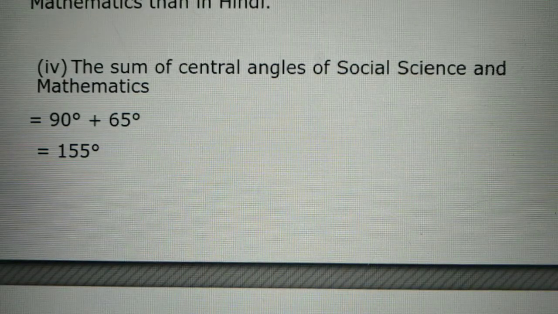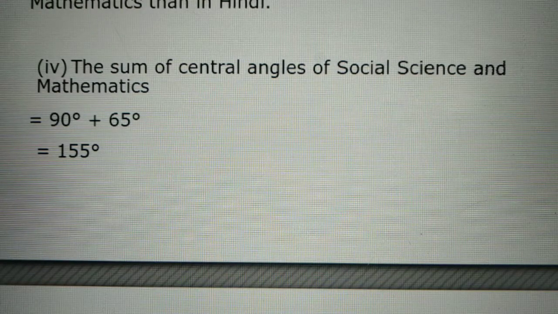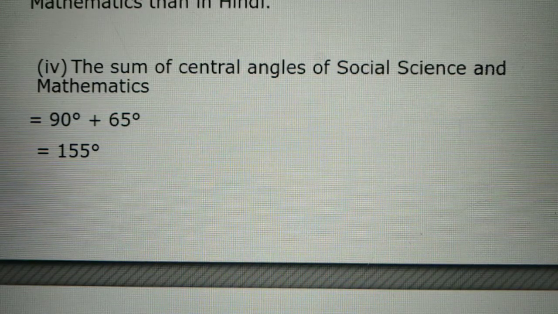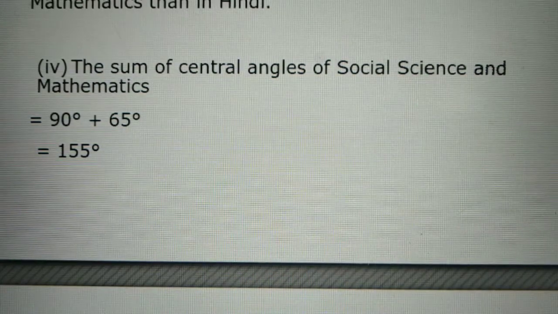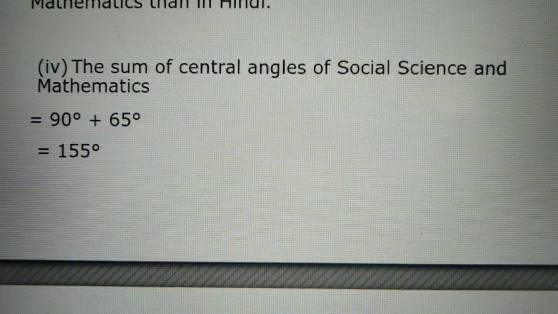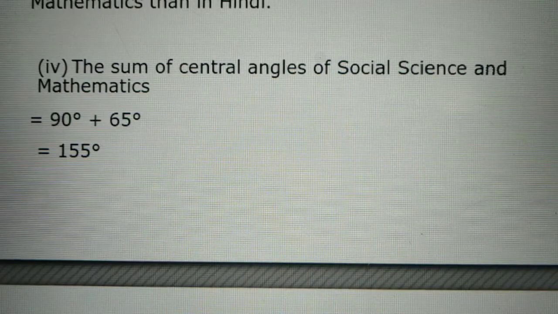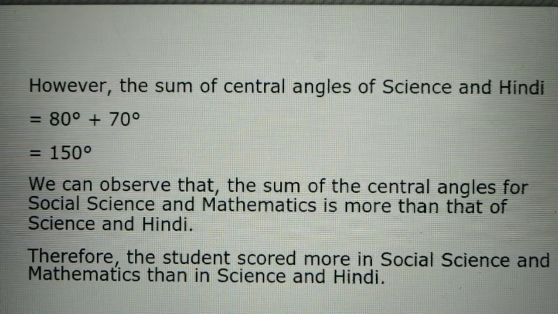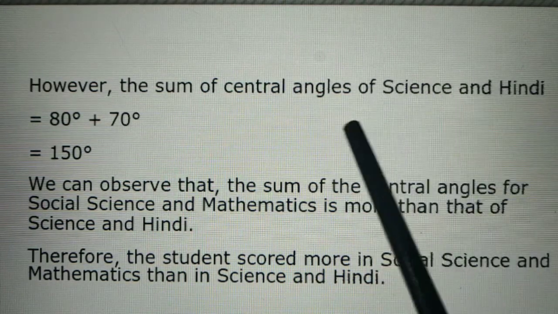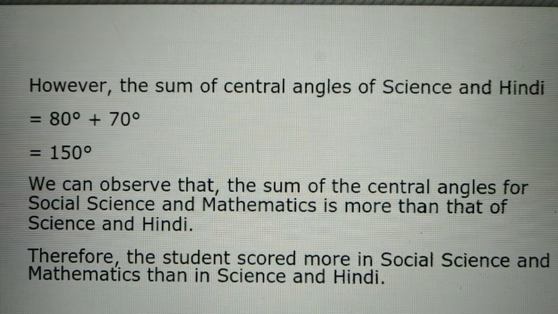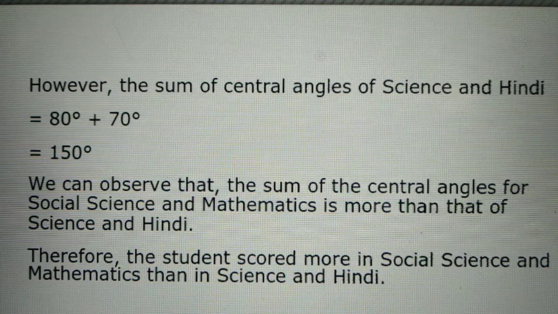Now see, students, the solution. The sum of the central angles of social science and mathematics: 90 degrees for maths and 65 for social science. So the total is 155 degrees for these two subjects. Now the second, science and Hindi: we have 80 degrees and 70 degrees, the central angles. Just add these angles, we get 150 degrees as the total sum.